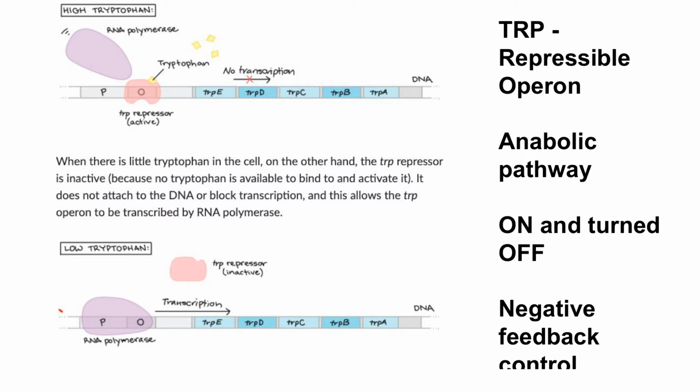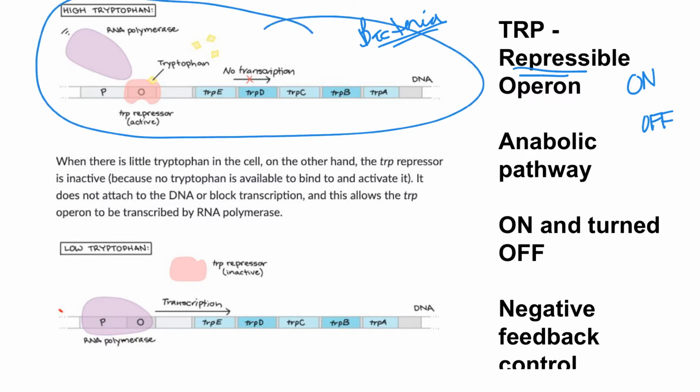Very quickly, you should already have some background information about the Operon systems, but this is a way that bacteria use systems to control gene expression, to control which genes turn on and turn off. So the Trp Operon system is a repressible operon. That means that normally it is on, but you can turn it off. The default position is on, and you can turn it off.